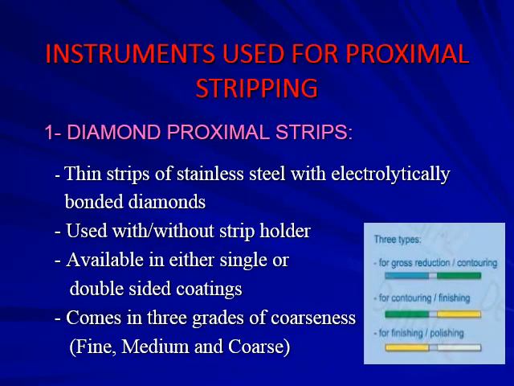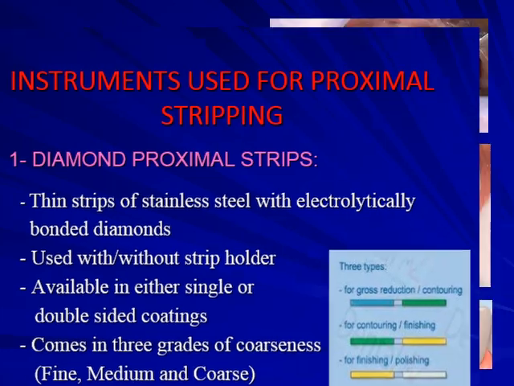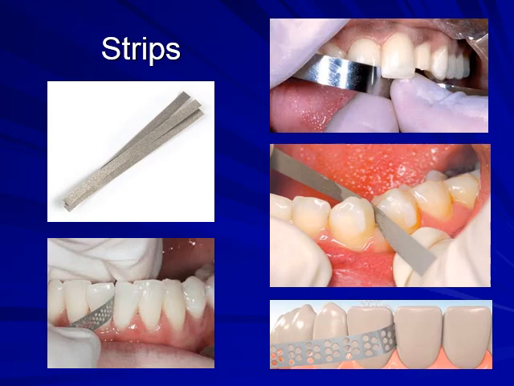الأبريسيف strips دي بتبقى metallic strips coated diamond particles، ممكن تبقى coated on one side بس single أو ممكن تبقى on both sides بنسميها double sided coating. ممكن تبقى fine أو تبقى medium أو coarse. الكورس بتستخدم للريدكشن removing enamel، الميديوم والفاين بيبقى للكونتورينج والفينيشينج والبولishing. You can see here in the images the double-sided and the single-sided strips also ممكن يبقوا perforated.